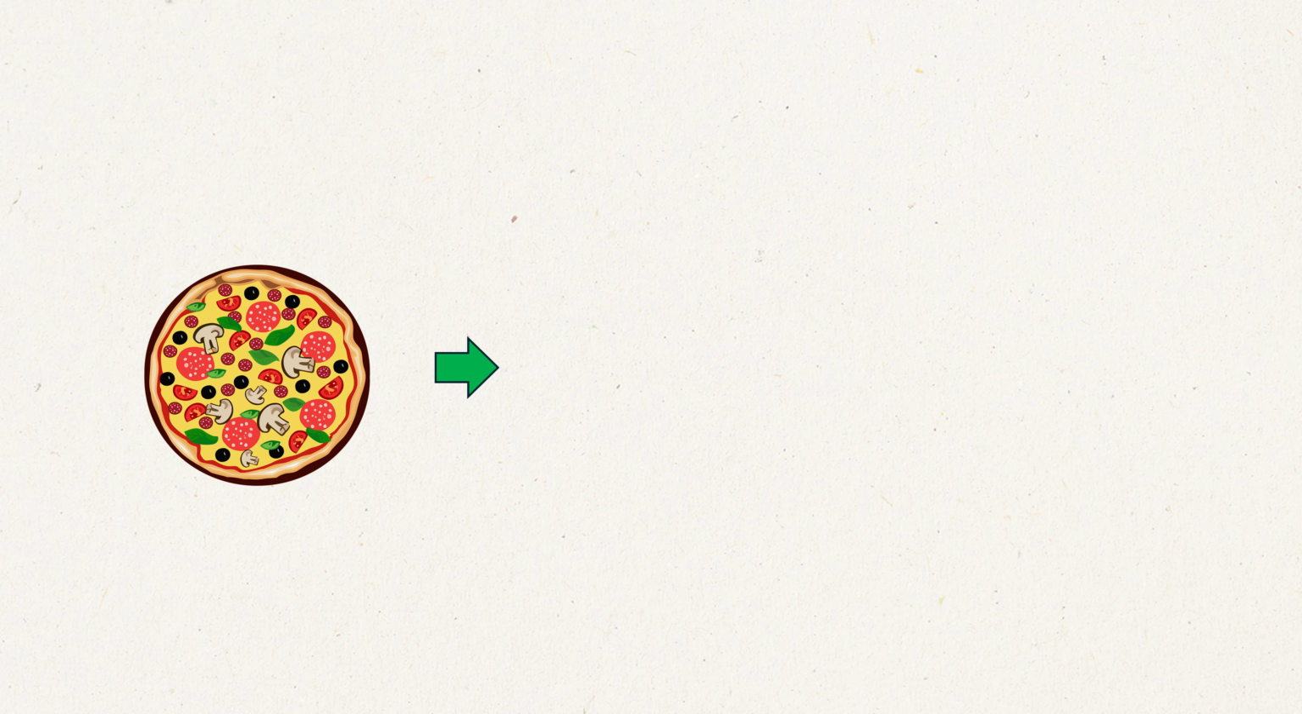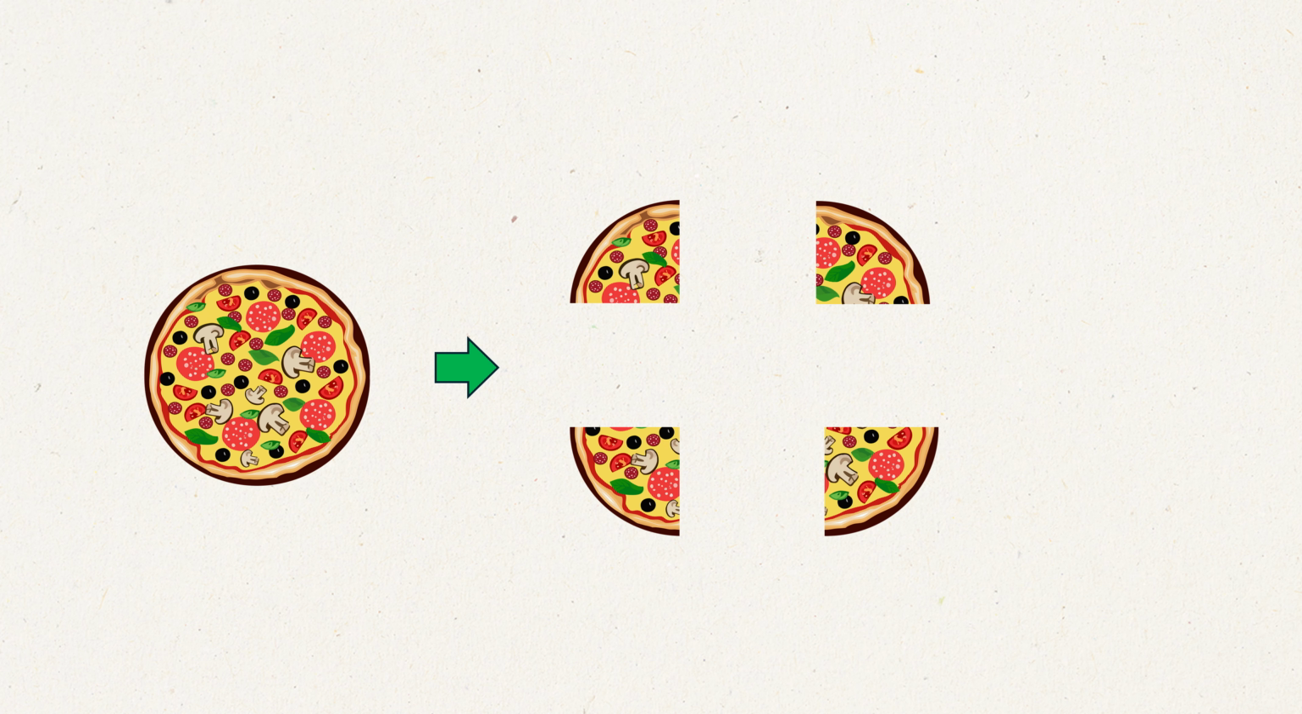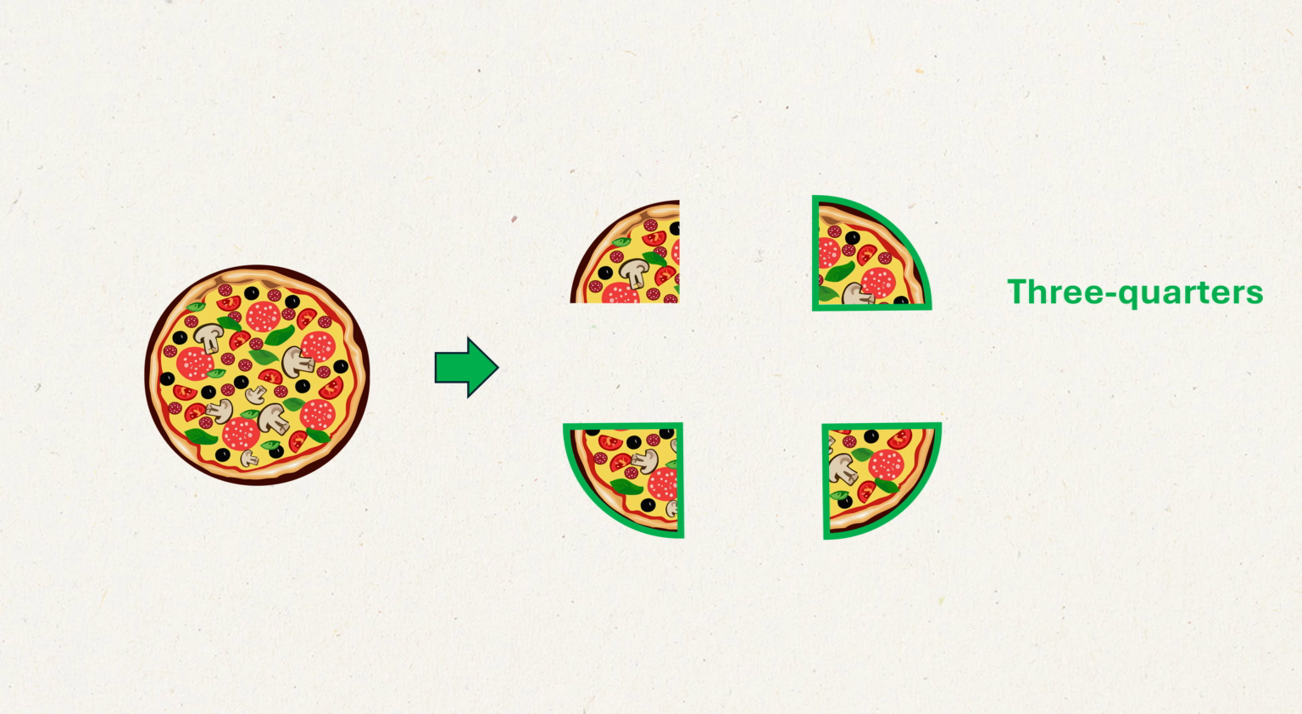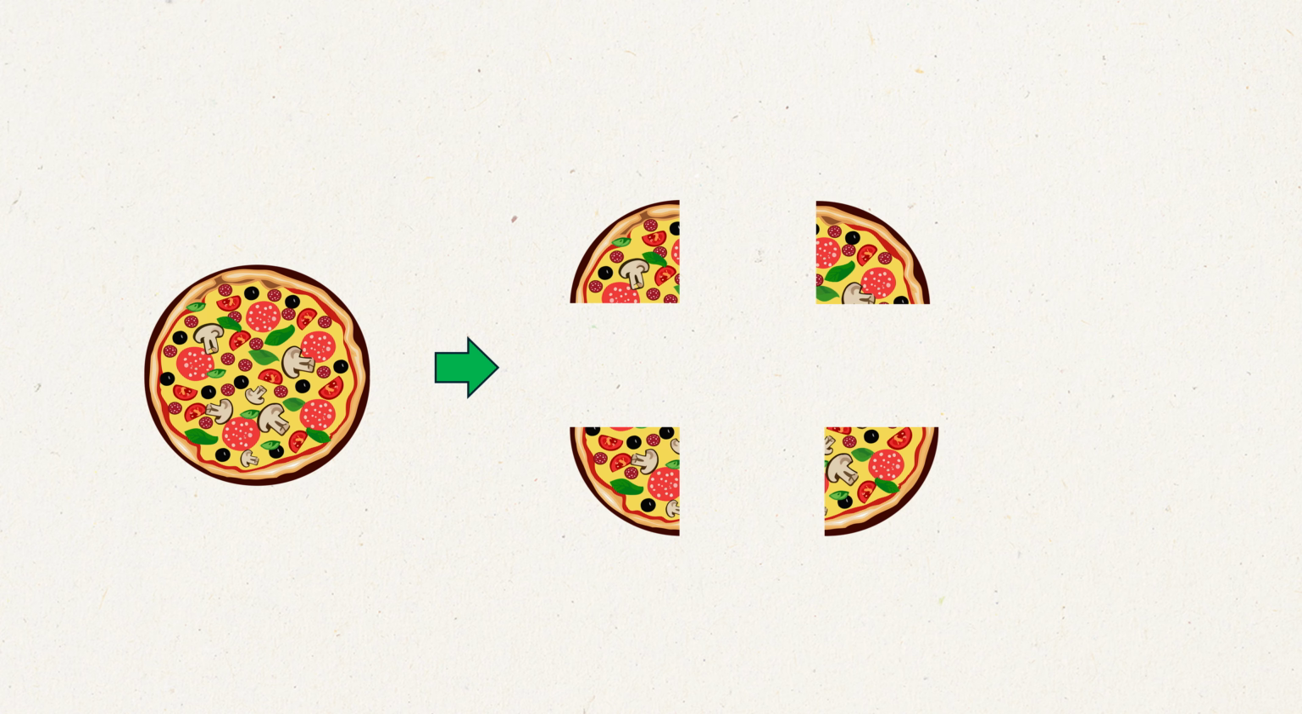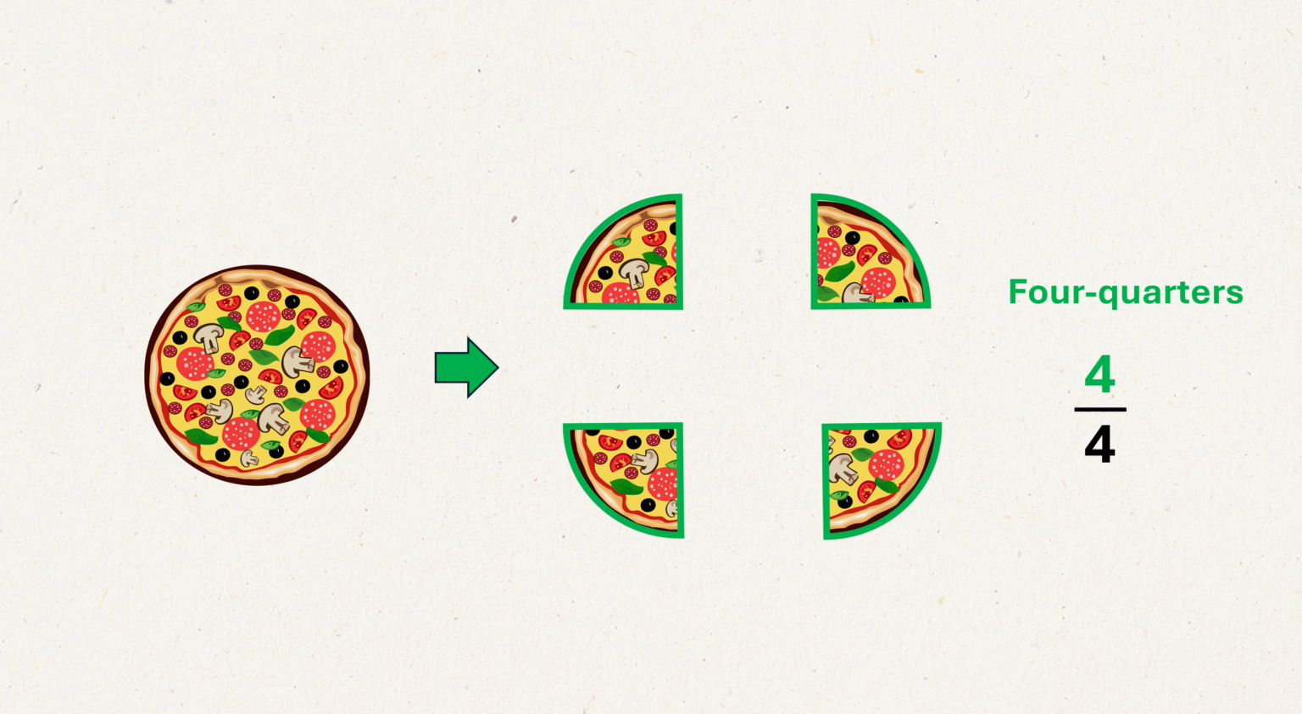Now, if we cut the pizza into 4 equal parts and take one, we call that 1/4. If we take 3 out of 4 equal parts, we call that 3/4. And if we take all 4 parts, we get 4/4, which is the same as 1 whole. So, from these examples, we can see fractions represent parts of a whole.